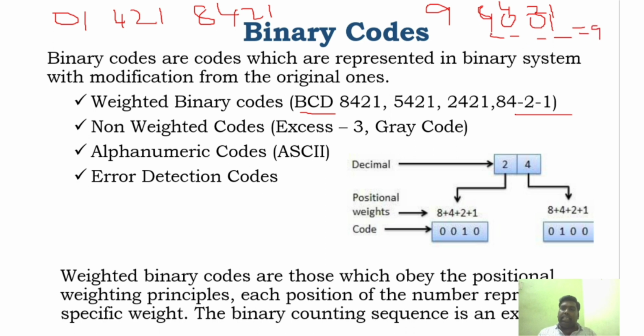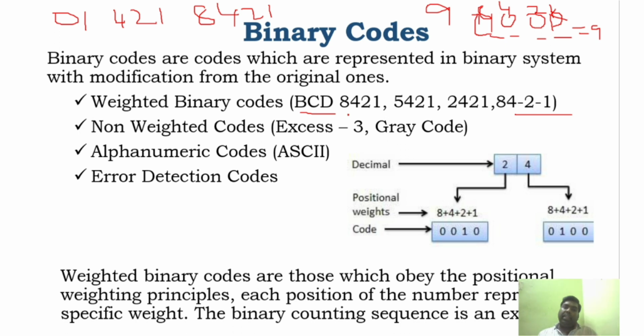Which means each bit corresponds to its weight, right? Each bit will obey the position weighting principle. That is called weighted binary codes, right? So all these codes, 8421, 5421, 2421, everything is weighted binary codes, right?